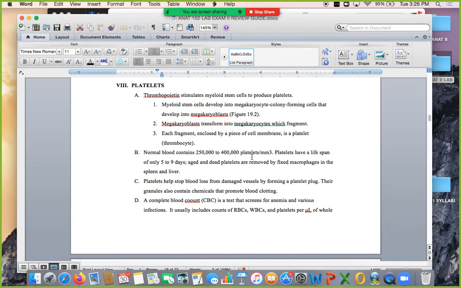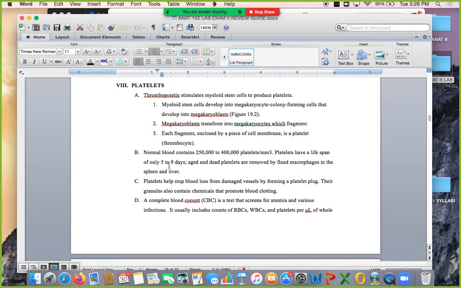Platelets are going to be developed from megakaryoblasts. Megakaryoblasts become megakaryocytes, which fragment into thousands of platelets, and each of these platelets is called a thrombocyte. They're enclosed in a cell membrane, and they have a specific function.